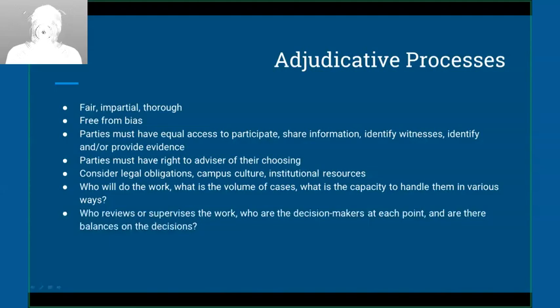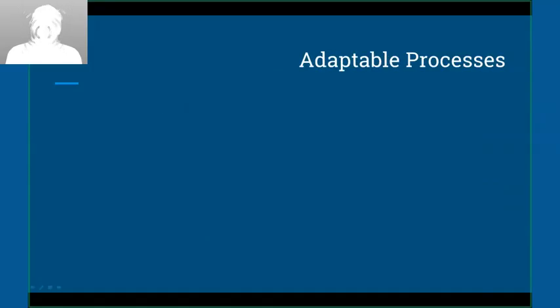Questions to consider also: who reviews or supervises the work? Who are going to be the decision makers at each point? Who's making a finding of a violation or no violation? Who's determining sanctions? Who's deciding appeals? What are the balances on those decisions?